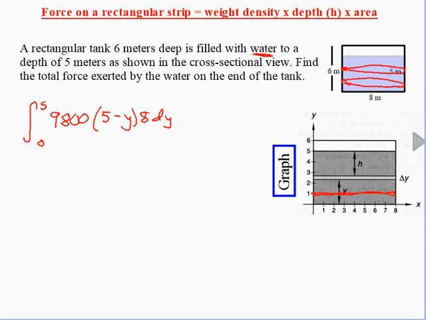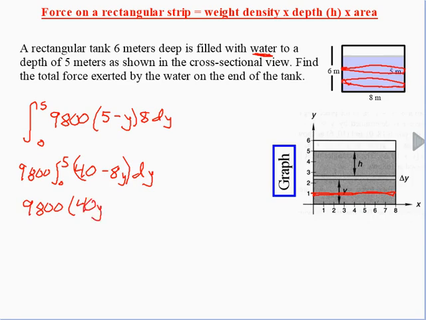If we bring out the 9800, we have 9800. We could do a couple different things here, but 0 to 5, distribute this 8 here. So this is 40 minus 8y and dy, and we can integrate this. The 9800 can stay out here. The integral of 40 is 40y. The integral of negative 8y is half of 8, so 4y squared, evaluated from 0 to 5.